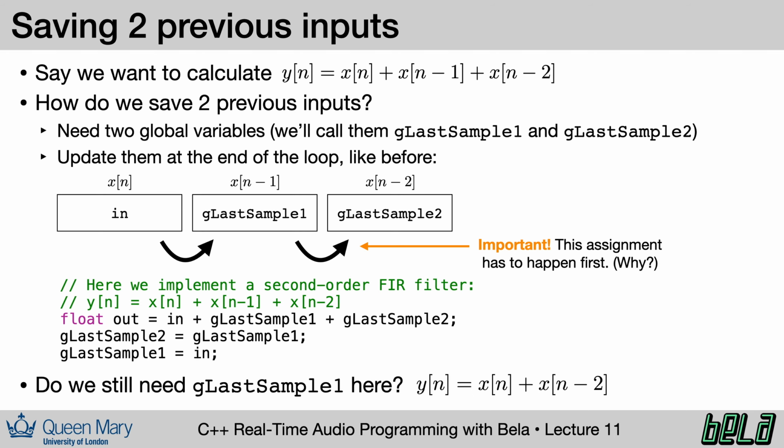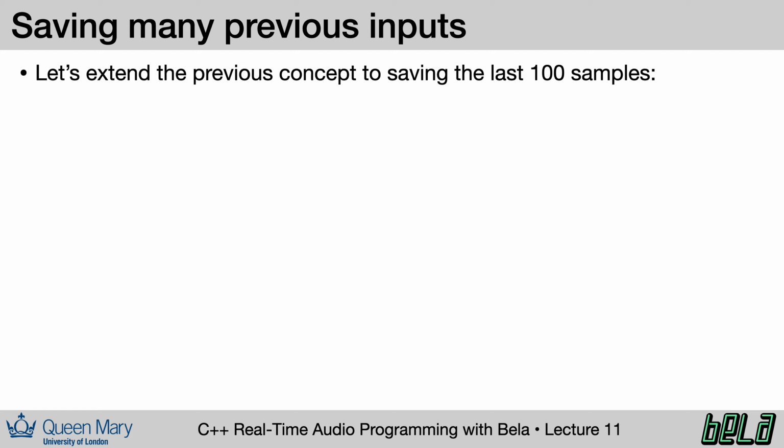Now suppose instead that we had a filter that only used x of n minus 2 and not x of n minus 1. The question is, do we still need gLastSample1 in this code? The answer is yes, we do need gLastSample1, because the only way we're going to remember x of n minus 2 is to remember all the samples that came before that, and this extends to an arbitrary number of previous inputs. On that note, let's suppose that we had a long FIR filter that needed the 100 previous samples of x of n.